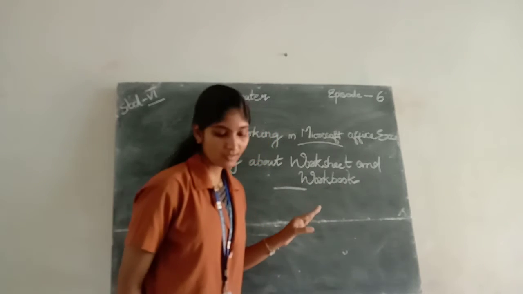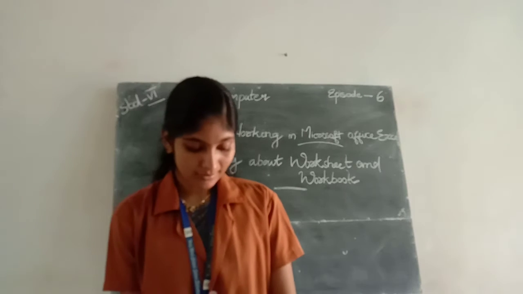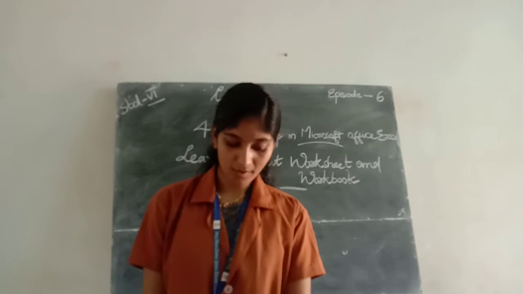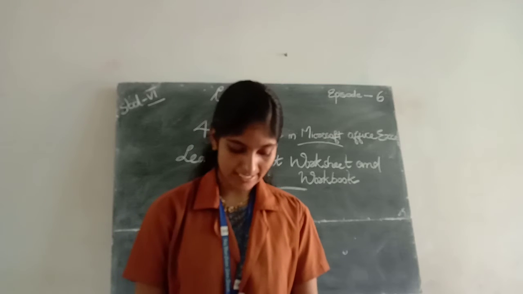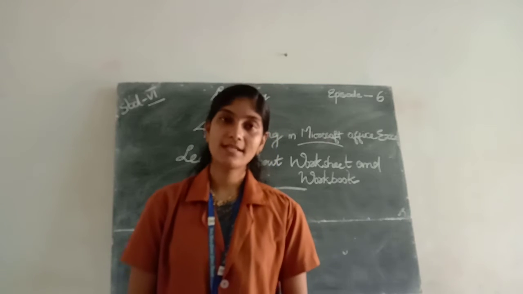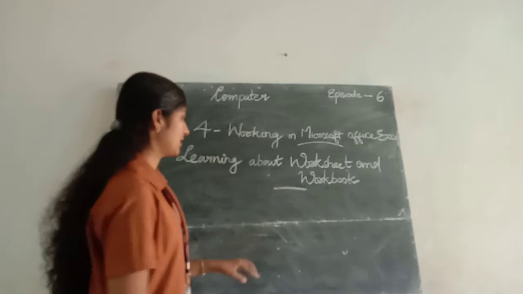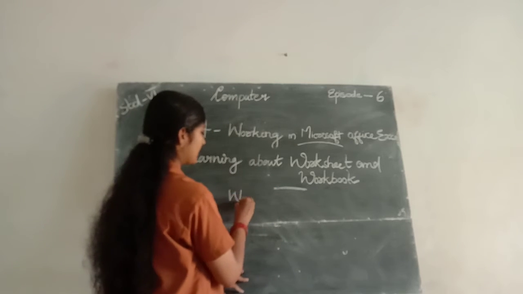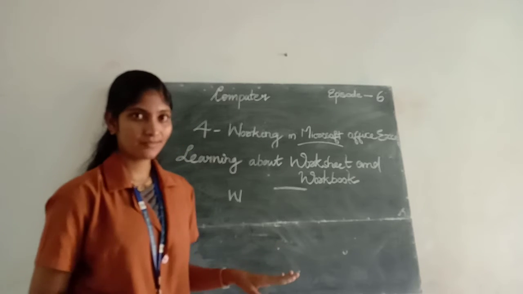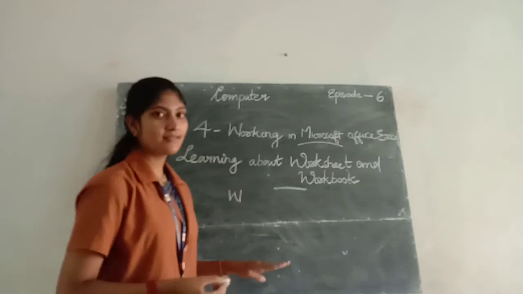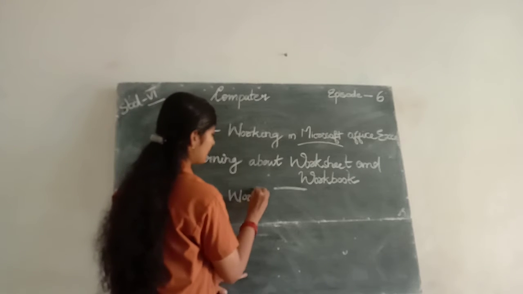So a worksheet in Excel consists of grids of rows and columns which intersect to form cells where you enter data. An Excel document is also called a workbook. So first, what is a worksheet? We know a worksheet is a grid which is used for organizing data, right? And it consists of rows and columns.